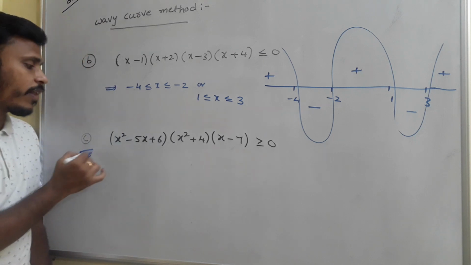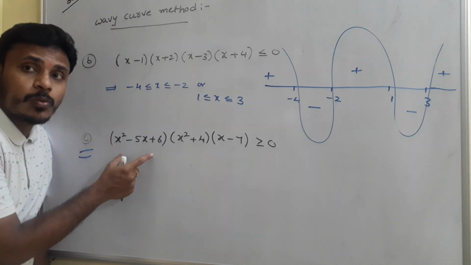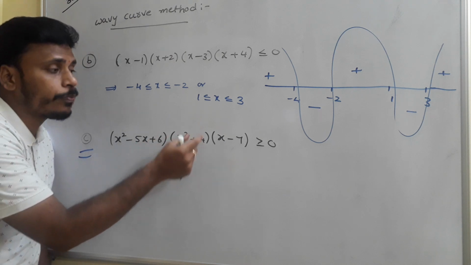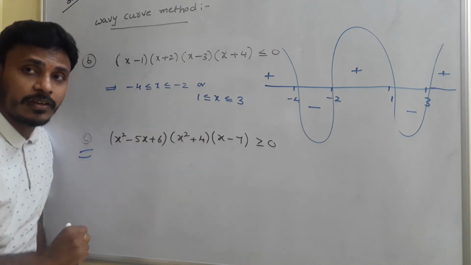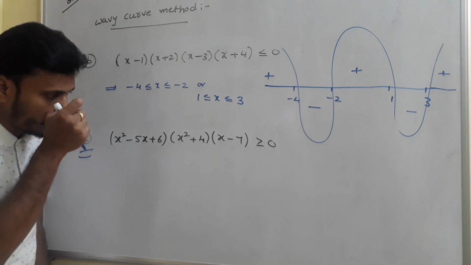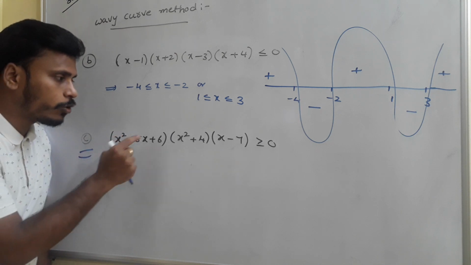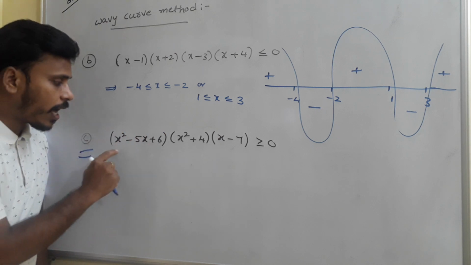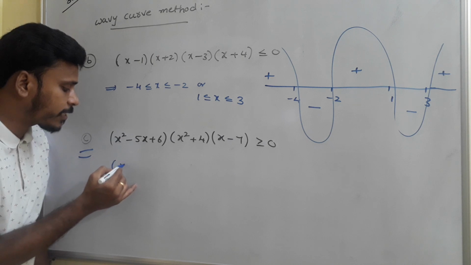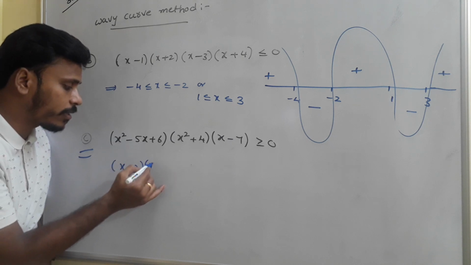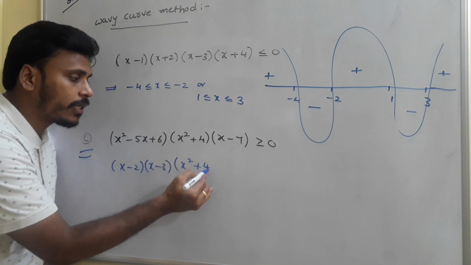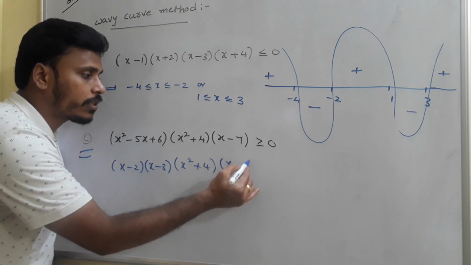And next, see, I have another problem. (x square minus 5x plus 6)(x square plus 4)(x minus 7) is greater than or equal to 0. Again, I need to find out the values of x. See how to find out the values of x. First of all, you just observe this. I have a chance to rewrite x square minus 5x plus 6 as (x minus 2)(x minus 3), right? And this is x square plus 4 and this is x minus 7.